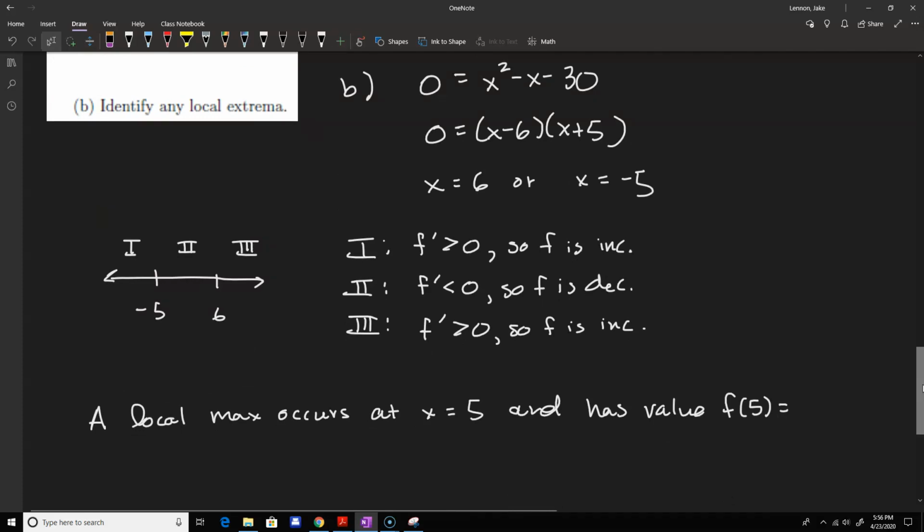5 to the third over 3 minus 5 squared over 2 minus 30 times 5. That comes out to negative 725 over 6, I believe, if you plug it into your calculator. And sometimes they'll ask you for the y value, sometimes not. And at the second critical point, we're changing from decreasing to increasing, so we would say a local min occurs there.